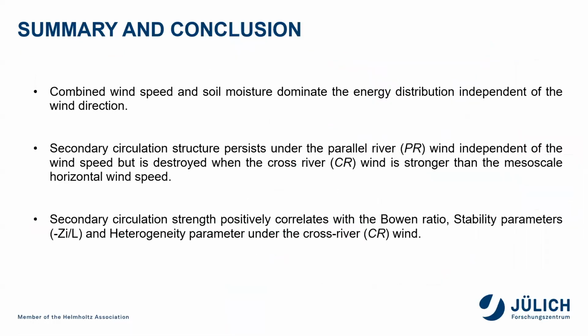This is the take-home message. First, combined wind speed and soil moisture dominate the energy distribution independent of the wind direction. Secondary circulation structures persist under the parallel river wind independent of the wind speed, but are destroyed when the cross river wind is stronger than the mesoscale horizontal wind, which is 2 meters per second in our simulation.